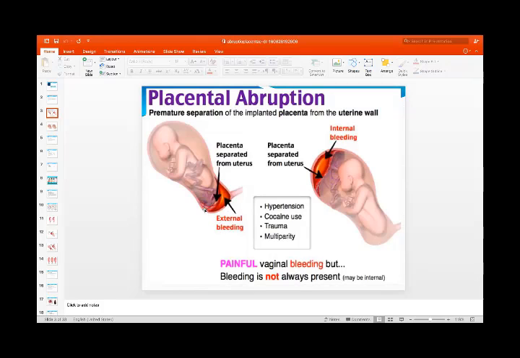Here again, this placenta is lying in the lower uterine segment, it is not a normally sited placenta, and it is separated from the uterine wall, and this is completed in the cervix. So there are premature separations of placentas from the uterine wall.